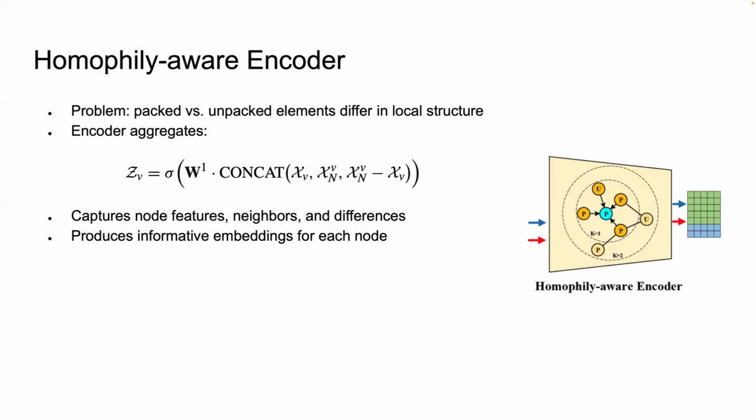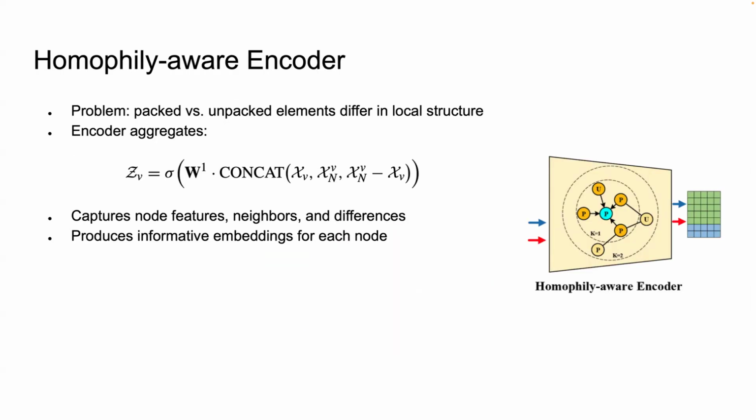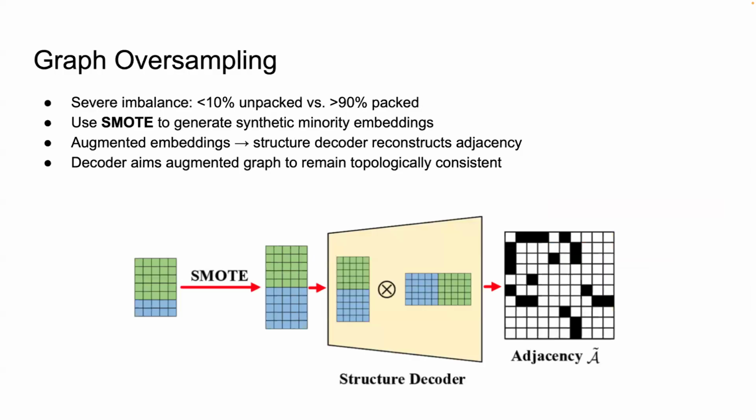That way they try to capture if a node, for example, will be unpacked and its neighbors will be packed, it won't be affected by its highly connected neighbors. They try to emphasize these unpacked ones. And after we get the embeddings for these instances, we will do graph oversampling, because in the ISPD benchmarks, or mostly any global placements, there will be highly imbalanced data of packed and unpacked instances, and it's reported to be less than 10% unpacked ones.